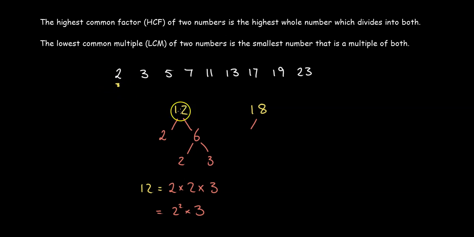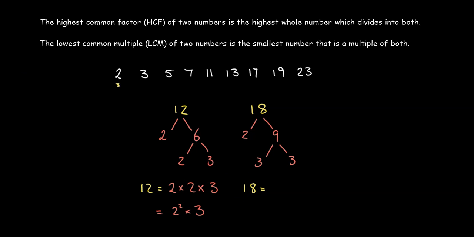So does 2 go into 18? Yes, it does. What have we got left over? Well, that's a 9. 9's not a prime number, so let's keep going. Does 2 go into 9? No, it doesn't, so I move up my list of prime numbers and I get to the 3. I check if 3 goes into 9. Well, yes, it does. And what I'm left over with is 3, which is another prime number, so I know to stop.